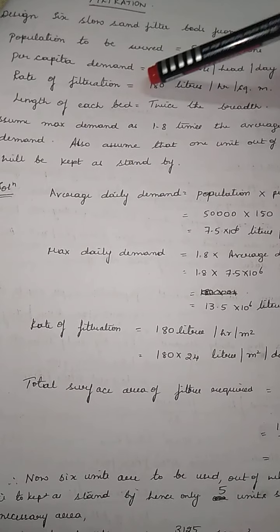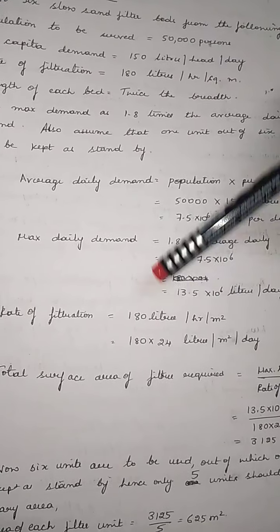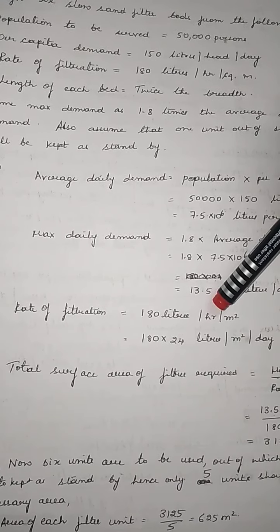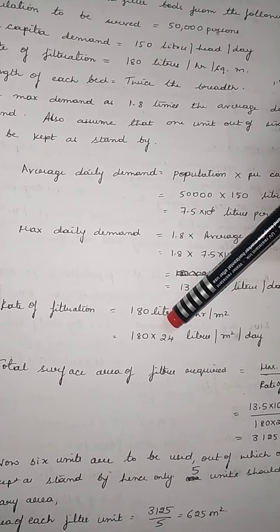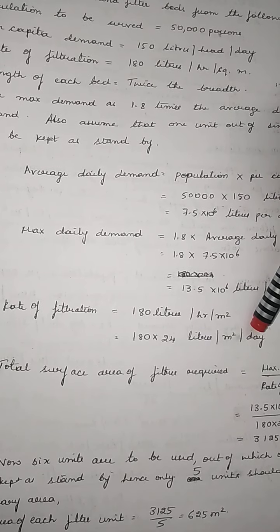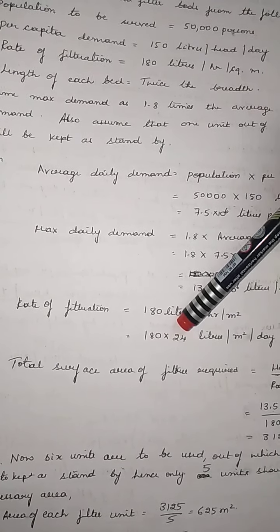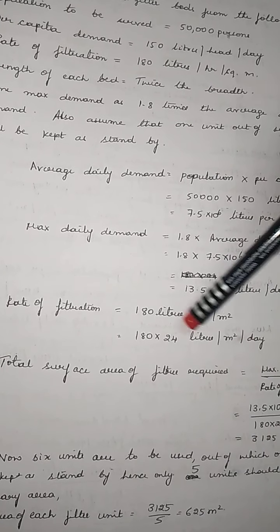The rate of filtration is 180 liters per hour per square meter. So it is given per hour. If we convert it into per day, for one day, how many hours are there? 24 hours. So if we want to convert it into per day, what do we need to do? Multiply by 24. Why 24? One day has 24 hours. So we are going to get the value.